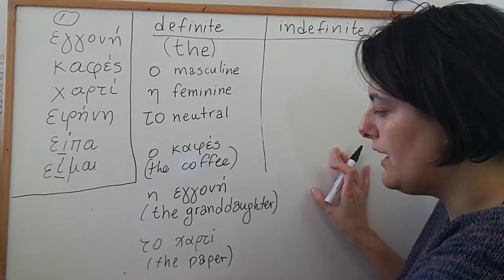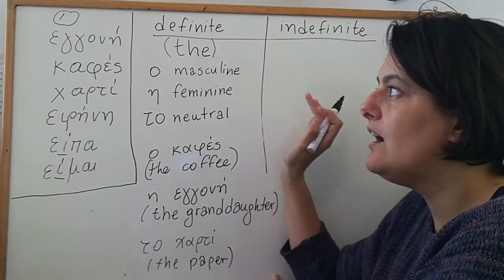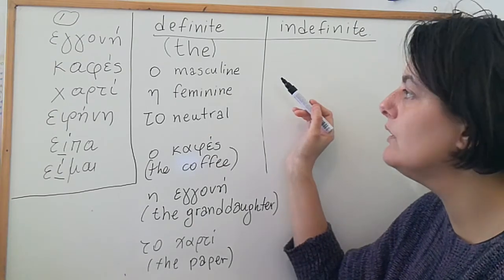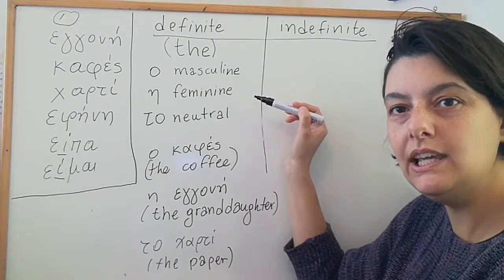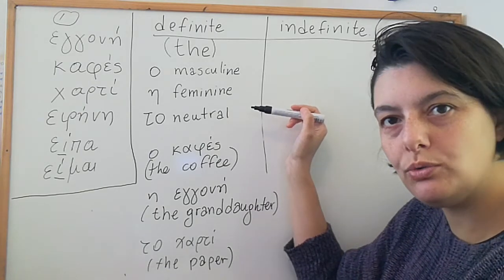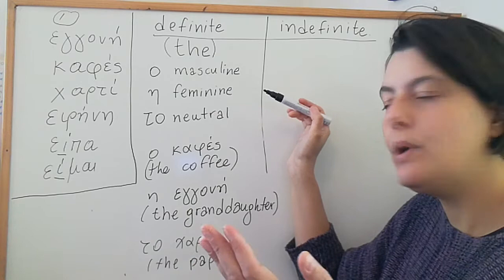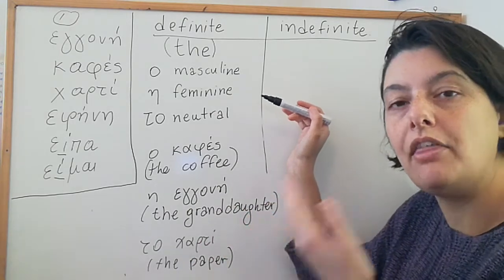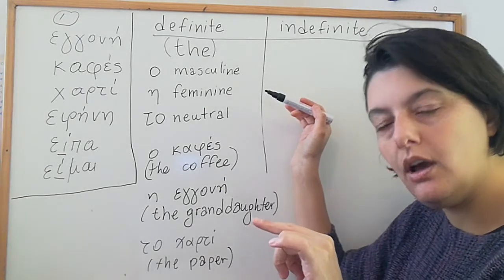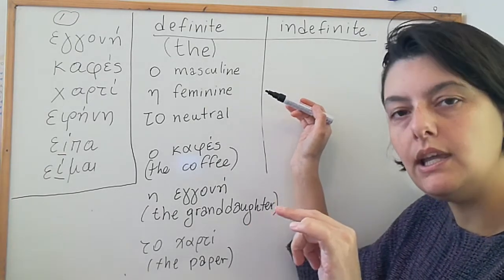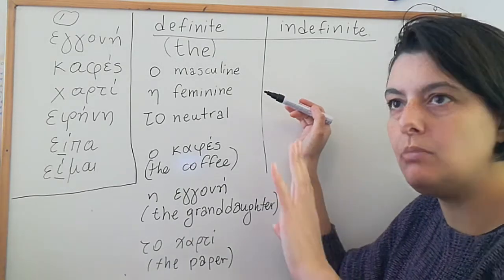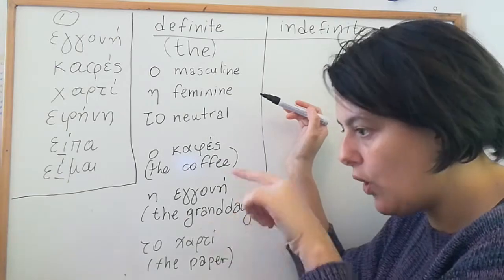Okay, so these are the definite articles. O, I, to. This is what I want you to remember. And they mean the. So when I say o cafés, the coffee, I don't mean any coffee, I mean this coffee. For example, ο καφές είναι ζεστός. The coffee is hot. I don't mean any coffee, I mean this coffee, ο καφές.